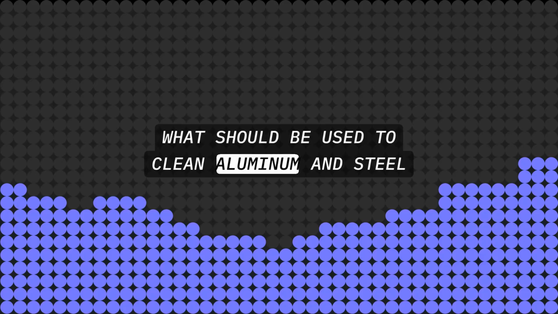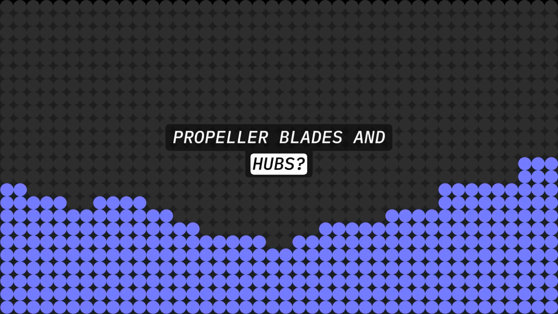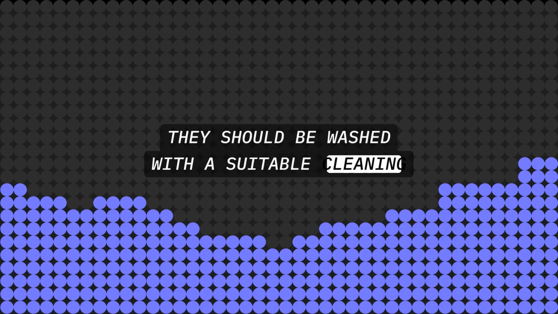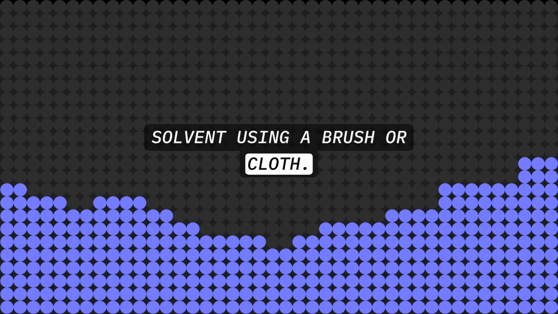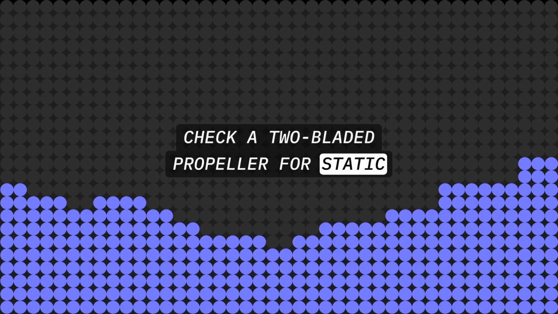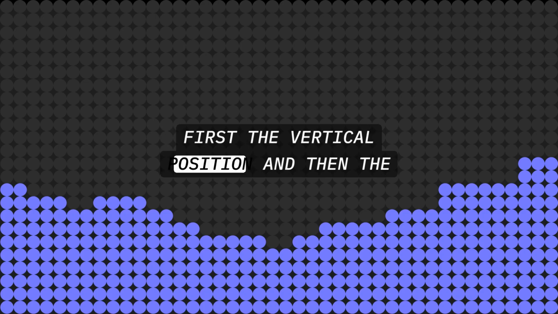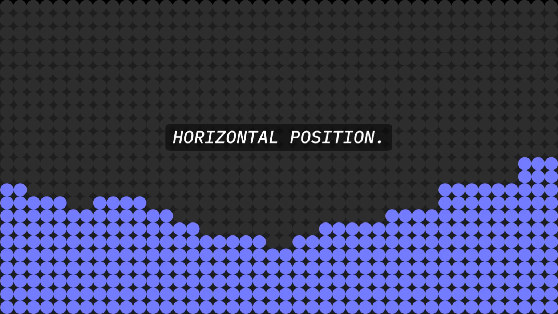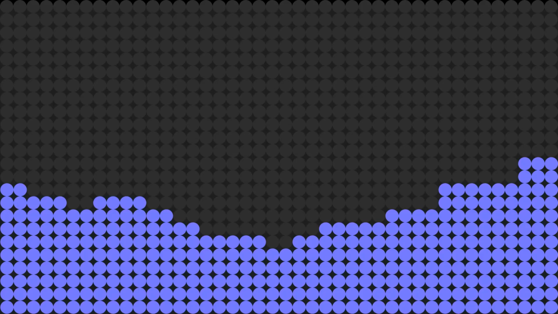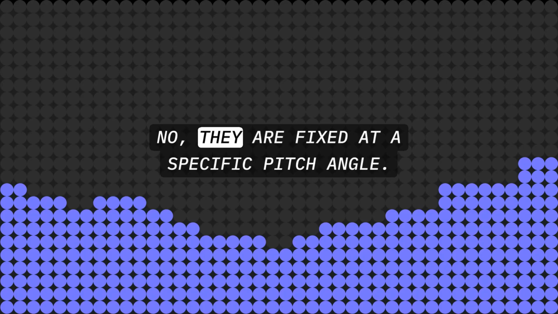What should be used to clean aluminum and steel propeller blades and hubs? They should be washed with a suitable cleaning solvent using a brush or cloth. What positions are used on a balance stand to check a two-bladed propeller for static balance? First the vertical position and then the horizontal position. Can a fixed pitch propeller's pitch be changed? No, they are fixed at a specific pitch angle.